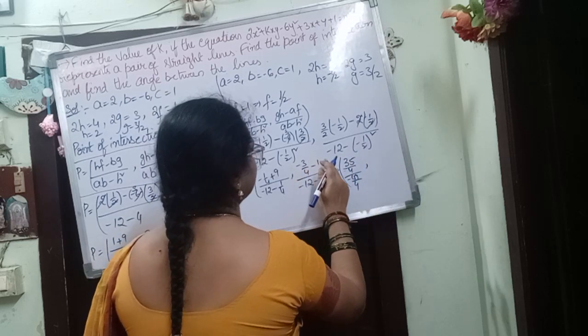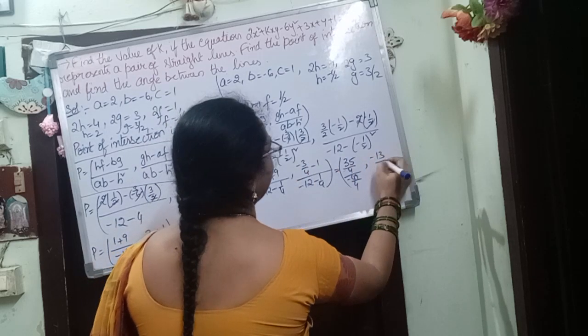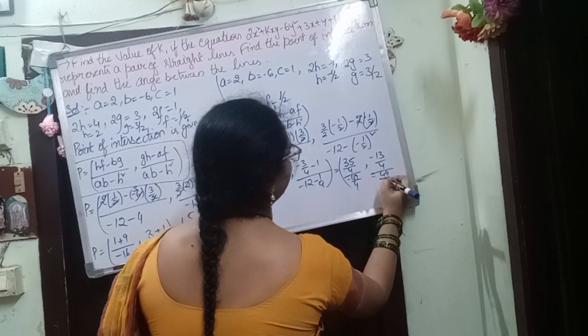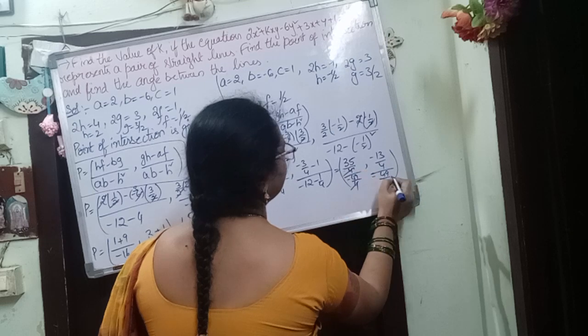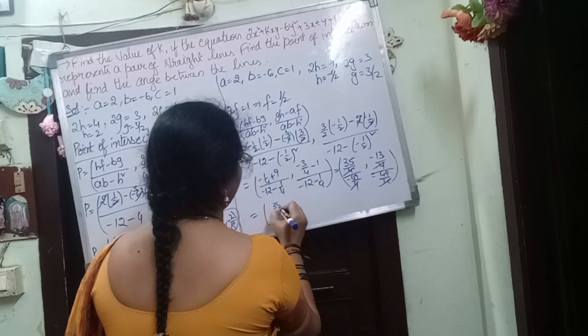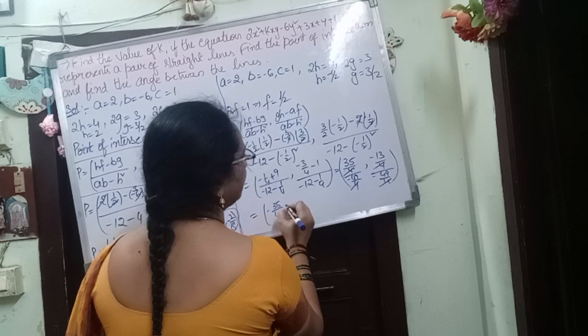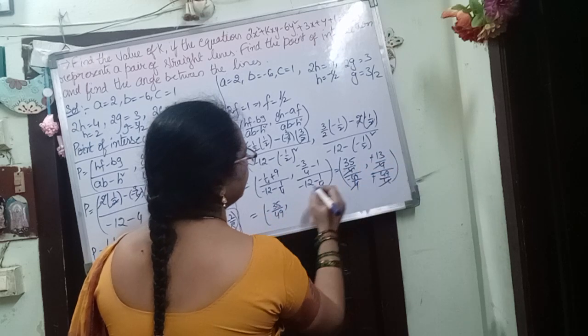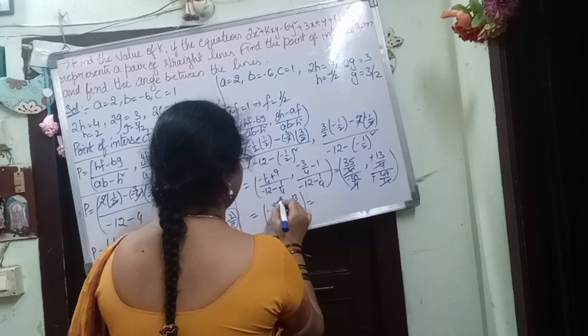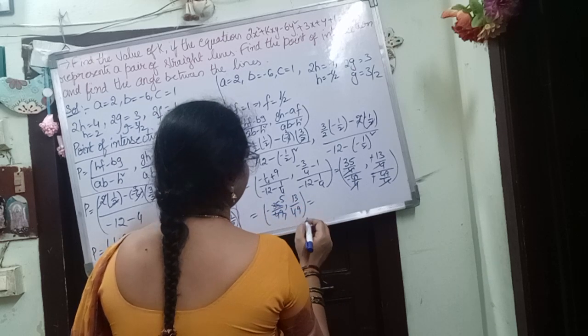Comma, here what you will get? Minus 12 minus 1 means minus 13 by 4, by, again here minus 49 by 4 you will get. Here this 4, this 4 get cancelled. What you will get remains minus 35 by 49, comma, minus minus cancel, 13 by 49. So what you will get? 7 5s are 35, 7 7s are 49, right?